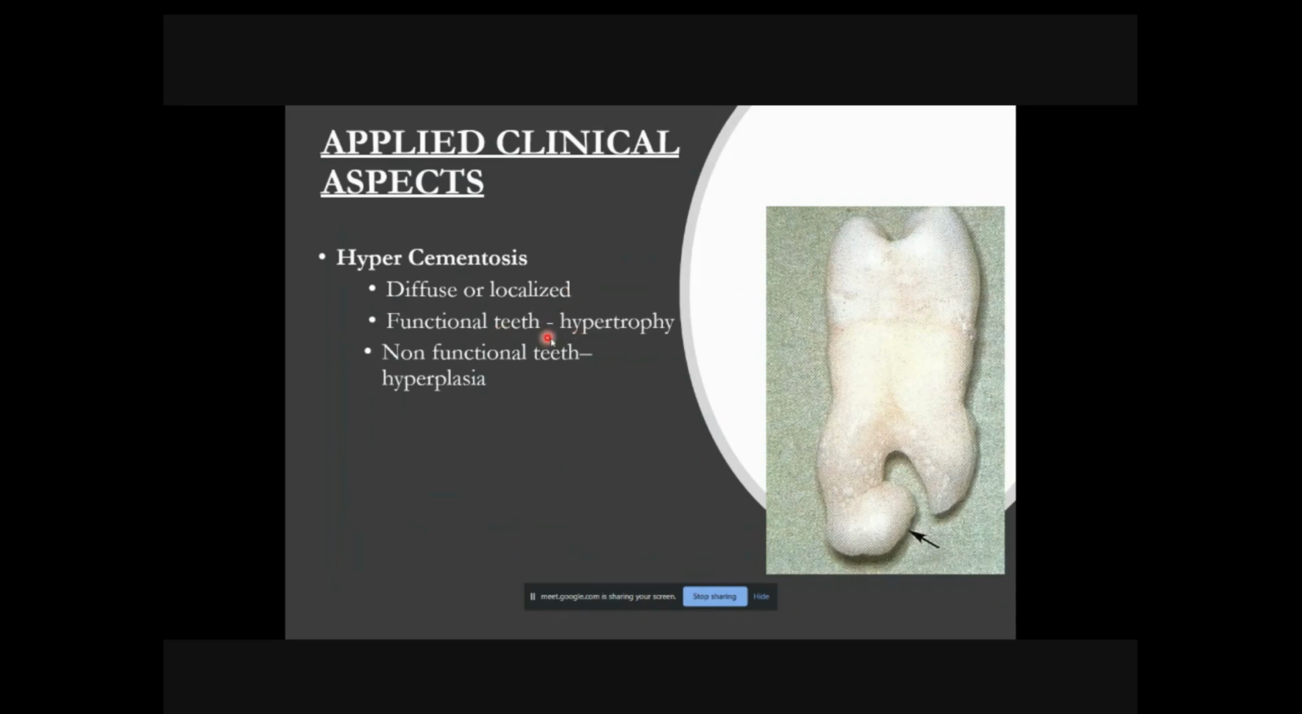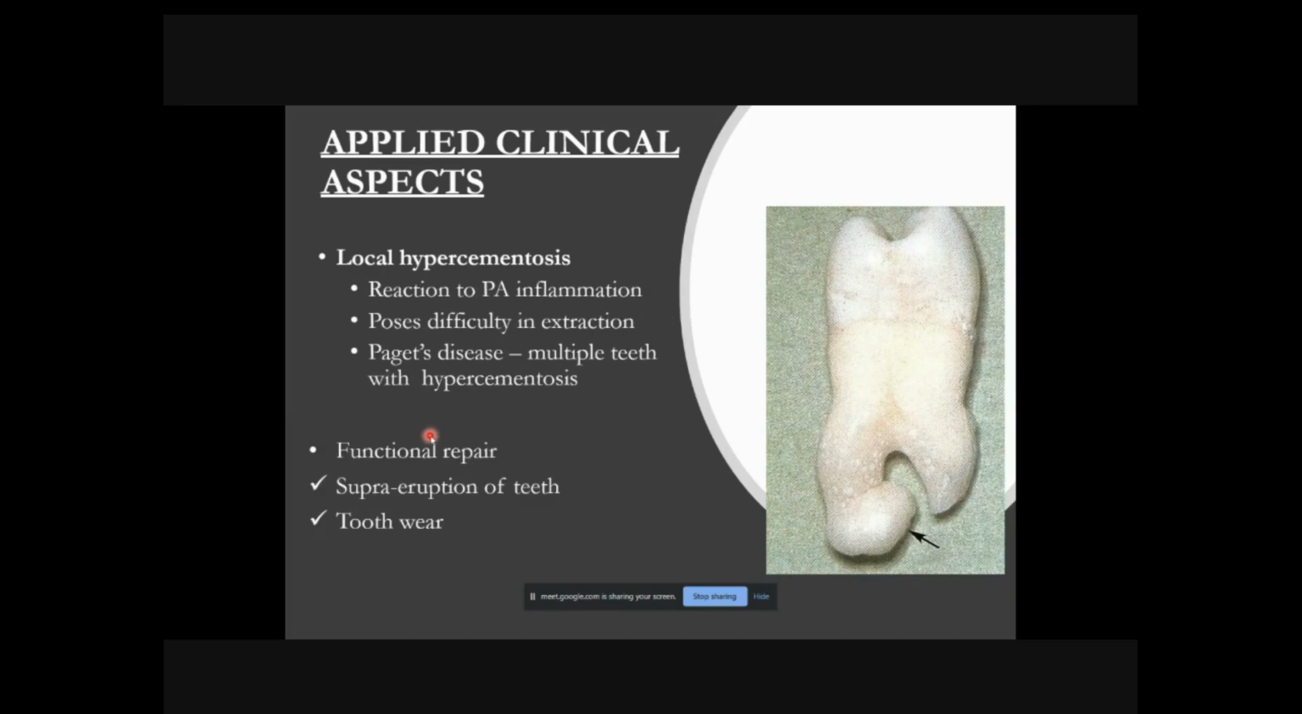In case of functional teeth, whenever there is hypercementosis, it is because of hypertrophy, okay? When the size of the cell increases, the tissue becomes bigger. That's called hypertrophy. But if it is an increase in the number of cells, it's called hyperplasia. So that's what we see in non-functional teeth, and like I said, as a compensation for the supra-eruption of the teeth.